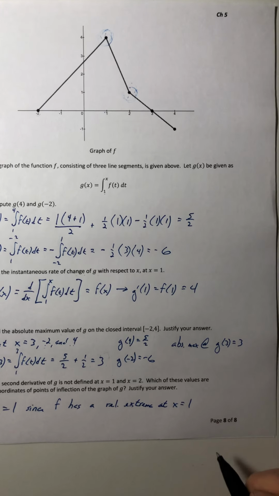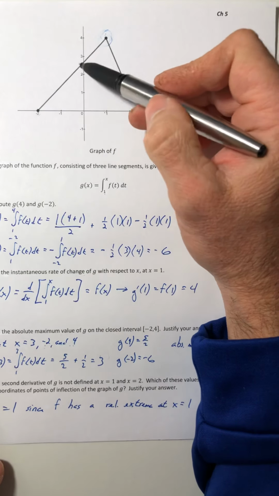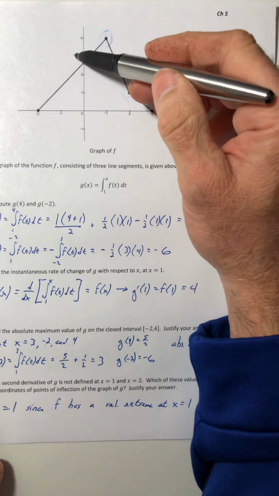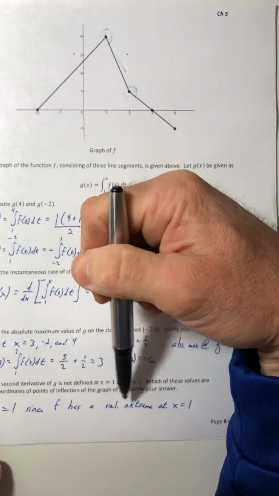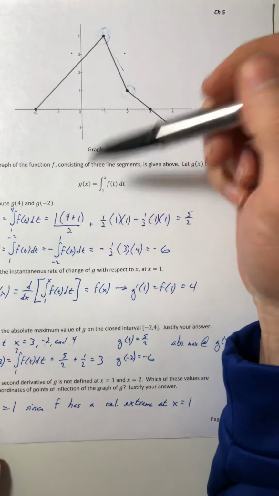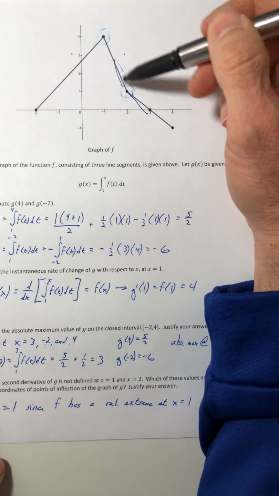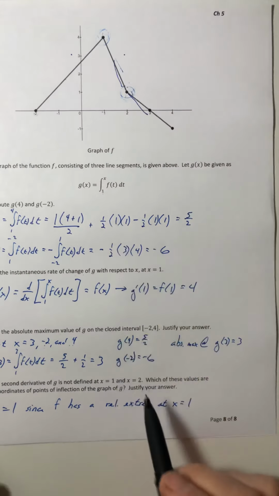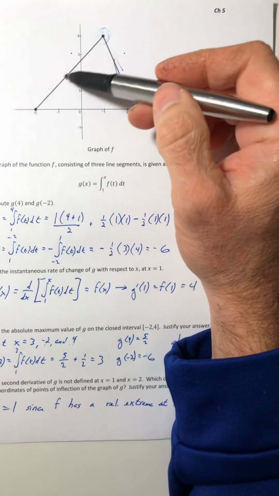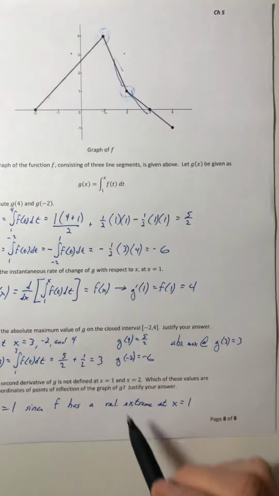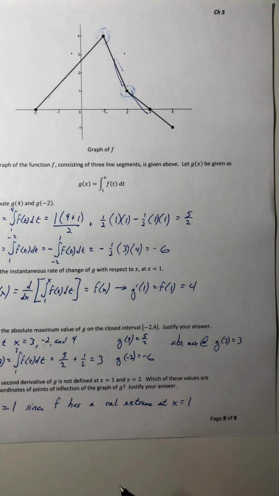x equals 1. Another way to look at it too, the slope of this is positive, the slope on the other side is negative. It switched from positive to negative. That's how you get an inflection point. It has to switch in sign. Here, slope was negative, this slope was also negative. It didn't change. So the second derivative switches in sign from positive to negative at x equals 1. So that gives you a point of inflection.